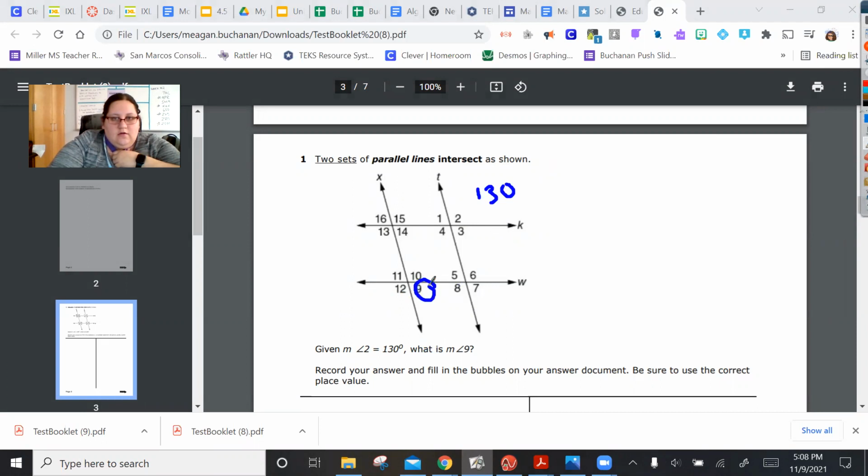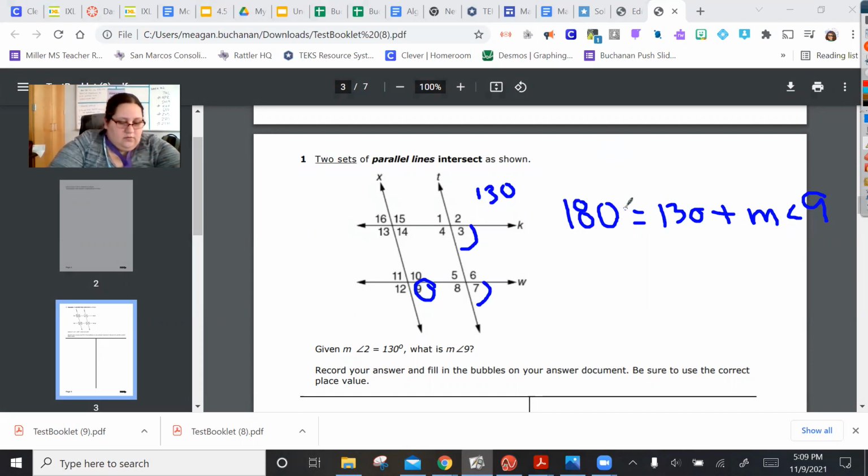So 9 is over here. It corresponds here, and then this also corresponds here. That makes these supplementary. So I have 180 equals 130 plus the measure of angle 9 because of our angle addition postulate.